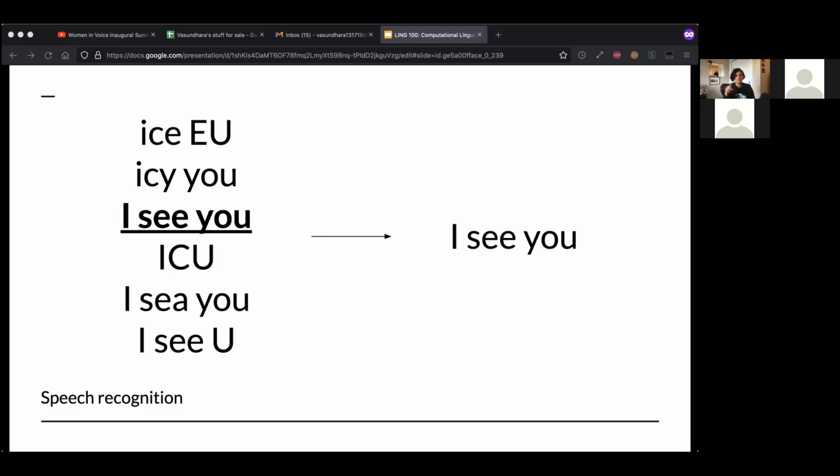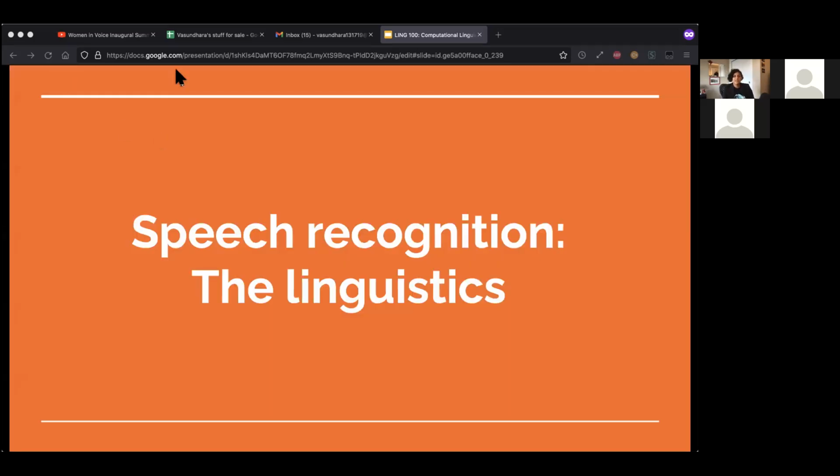So I'm going to go through the same example again, but I want to highlight the different bits of linguistics in it. Yes, I think my slide has changed at this point. And so at every stage of this, there are different parts of linguistics that are involved.